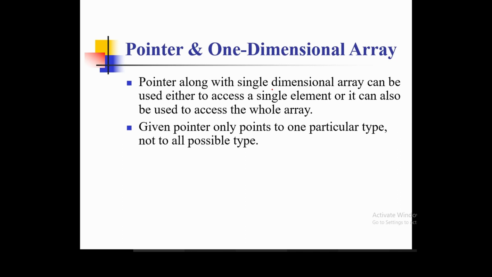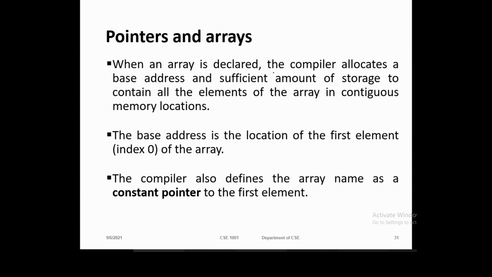So a pointer along with a single dimensional array can be used either to access a single element, or it can also be used to access the whole array. A given pointer only points to one particular type and not to all possible types. When an array is declared, the compiler allocates a base address and a sufficient amount of storage to contain all the elements of the array in contiguous memory locations. So the locations in the case of an array will be contiguous in nature. The base address is the location of the first element, index 0 of the array. The compiler also defines the array name as a constant pointer to the first element.